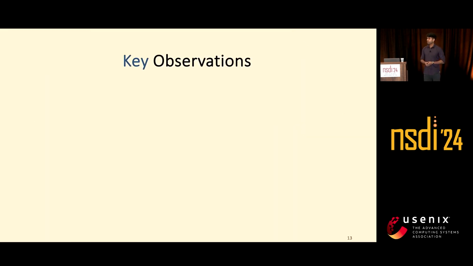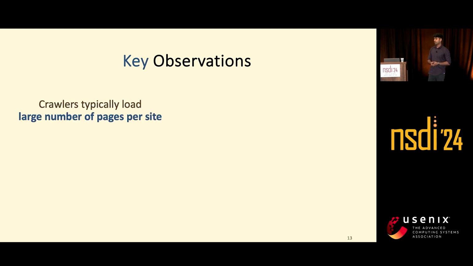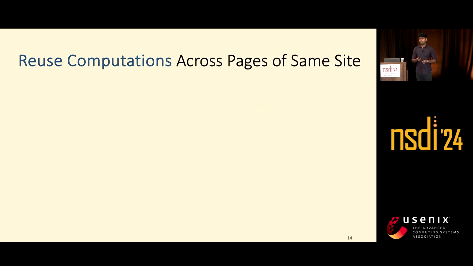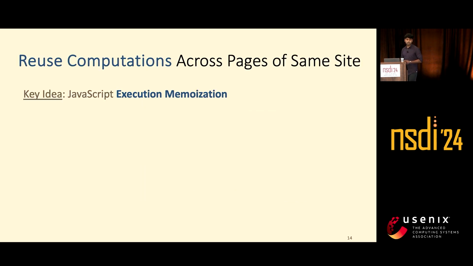The design for Sprinter is rooted in two key observations. First, large-scale crawlers will typically crawl a large number of pages for every site that they download. And second, while crawling these different pages on the same site, they often perform similar computations. If you look at these different articles hosted on bbc.com, even if they might look slightly different, these crawlers are performing a lot of repetitive computations while downloading them. Based on this, we proposed our first key idea, which is to be able to reuse computation across pages of the same site. And by computation here, I'm referring to JavaScript execution.